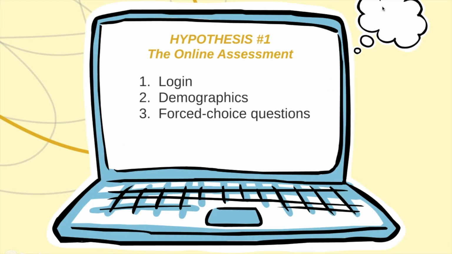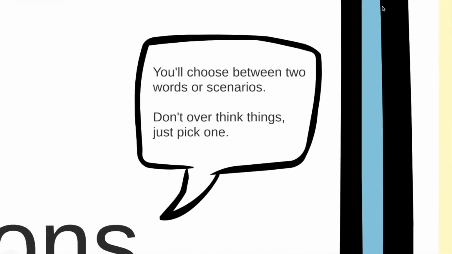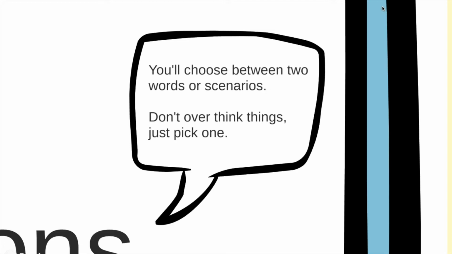So how does it work? What can you expect of the online experience? This is hypothesis number 1 that we're going to be forming, is the online assessment. You'll log into a link that I provide you. You'll answer some demographic questions, and then you'll answer some forced choice questions. So you'll be given a couple of different options for each of these questions. With these forced choice questions, you're just going to choose between 2 words or scenarios, and you don't want to overthink things. You just want to pick one. Just go with your gut.